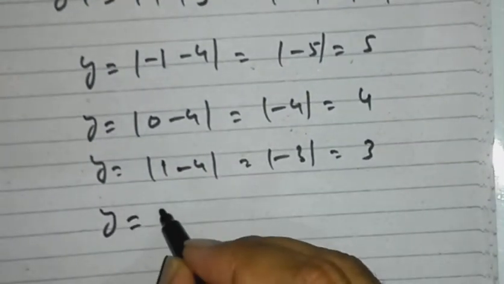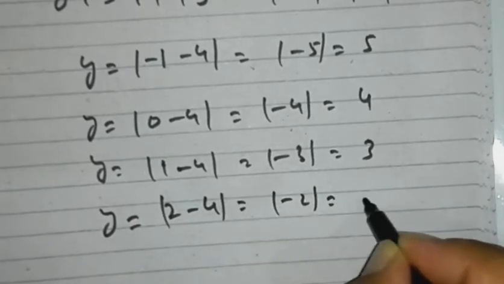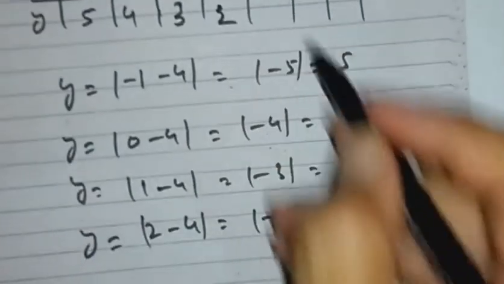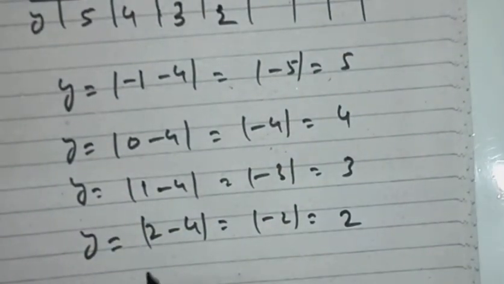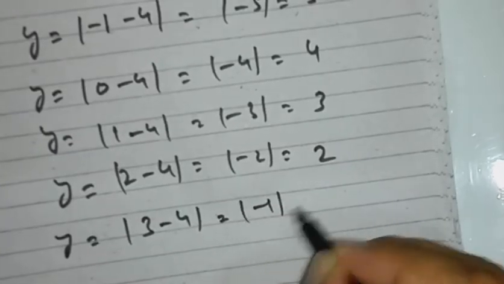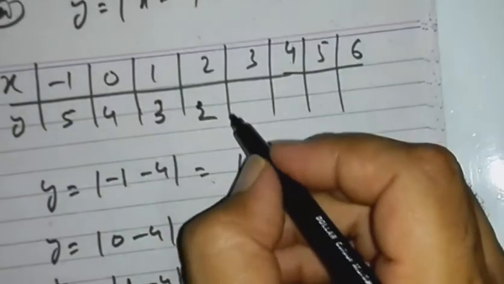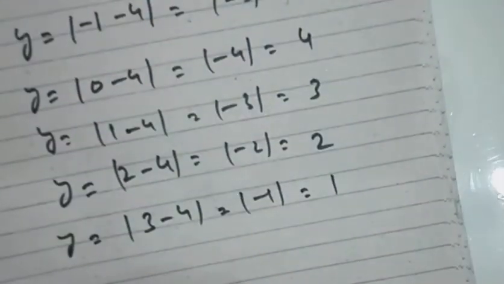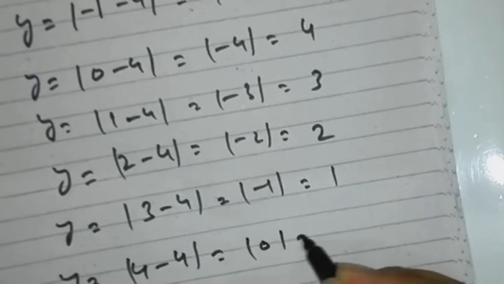Similarly, y equals |2 minus 4|, which is |-2|, we get 2. Put here 2. Now take y equals |3 minus 4|, so we get |-1|, which equals 1. So put here 1. Similarly, y equals, put the value 4, |4 minus 4|, we get |0|, which is 0.